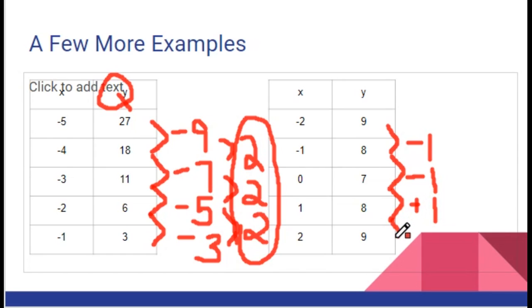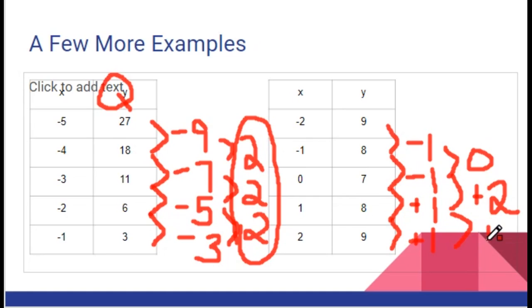And from 8 to 9 is also up 1. There's my first difference, but we want to check the second difference. So to go from negative 1 to negative 1 is 0. From negative 1 to positive 1 is actually going up 2. And from positive 1 to positive 1 is a change of 0.